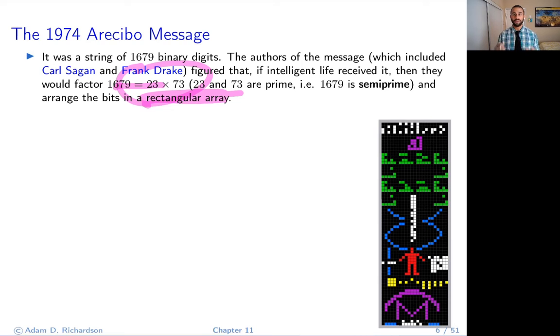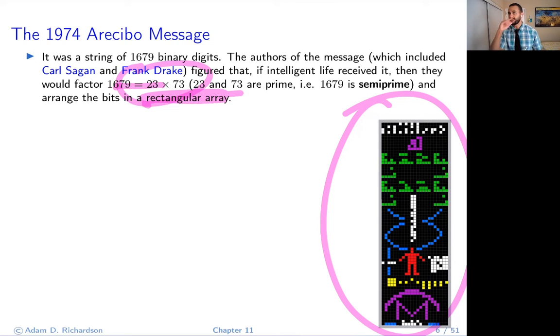So that's why they wanted to pick a semi-prime number to send this message, because the only way you can factor it is as the whole string itself or as 23 by 73. Those are the only two options you get for how to factor that number. And they would realize, the aliens, that they could factor it and do this. And when they did that, they should see something like this over here. That's what they would see.